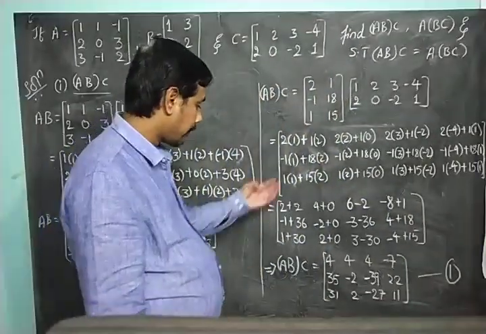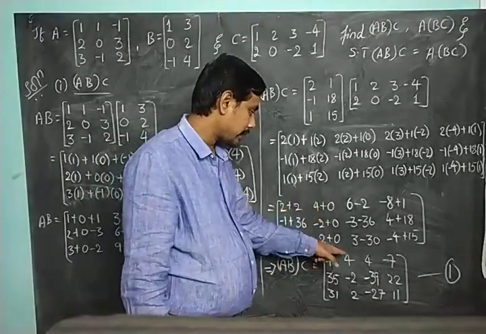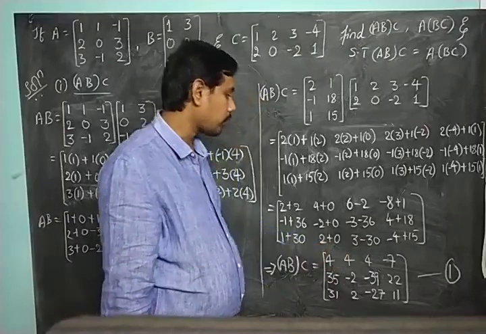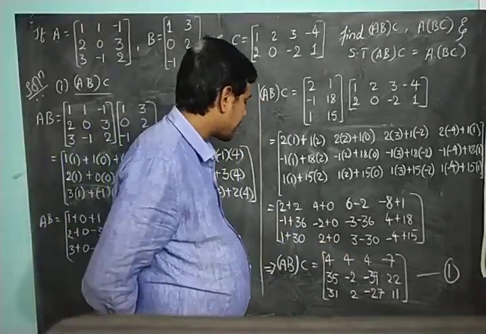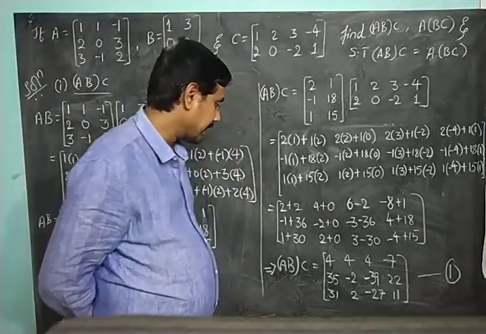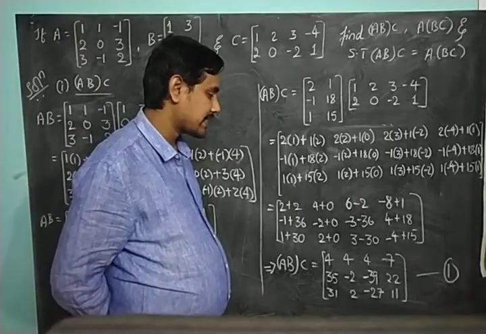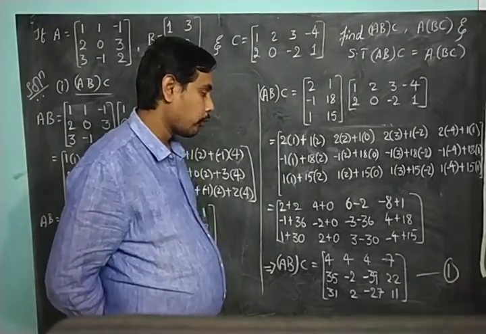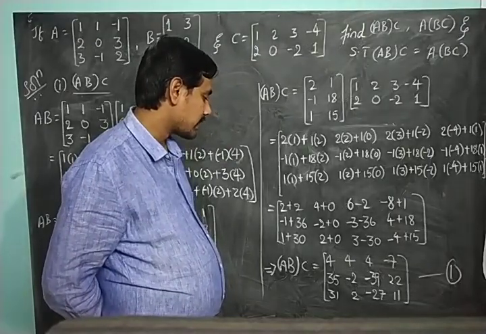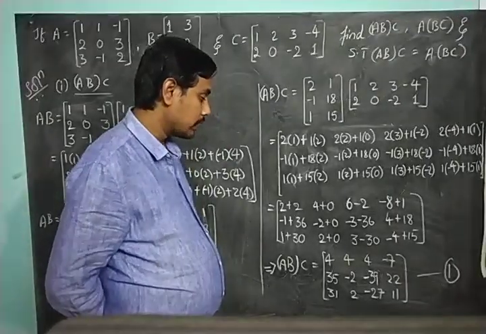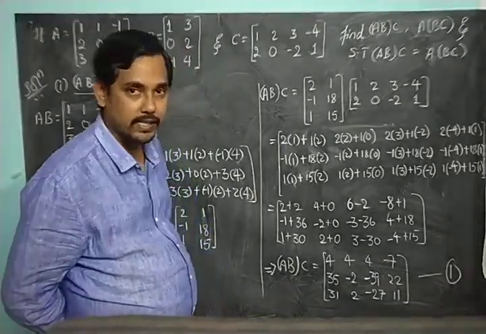Right? So now if we add these things, what we will get? 2 into 2 is 4, 4 plus 0 is 4, 6 minus 2 is 4, minus 8 plus 1 is minus 7. And in second row, minus 1 plus 36, it is 35. Then minus 2 plus 0 is minus 2. Minus 3 minus 36 is minus 39. Then 4 plus 18 is 22. Then last row, 1 plus 30, 31. 2 plus 0, 2. 3 minus 30, minus 27. Minus 4 plus 15 is plus 11.